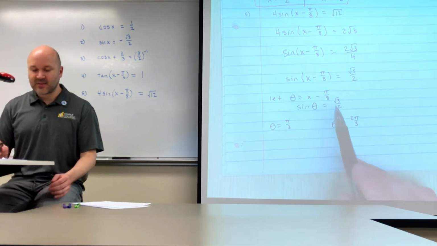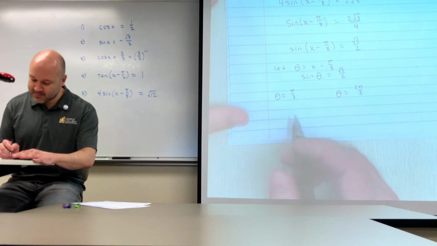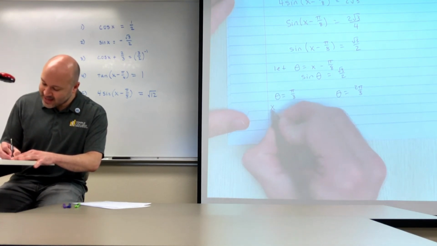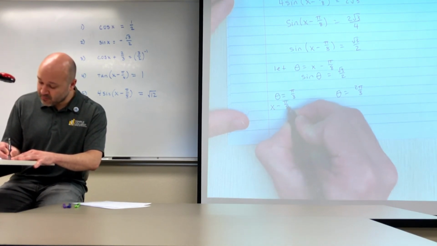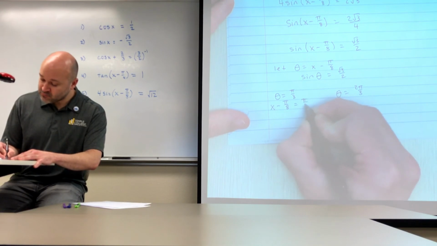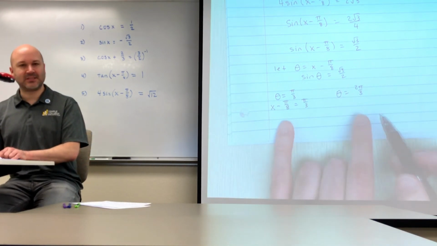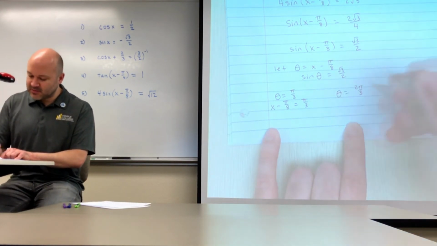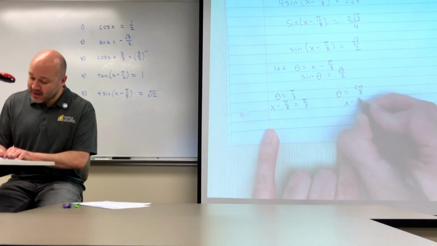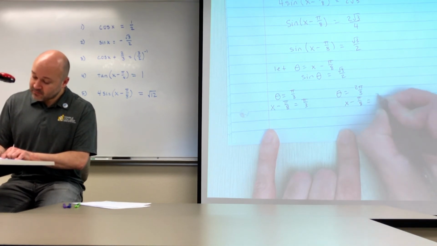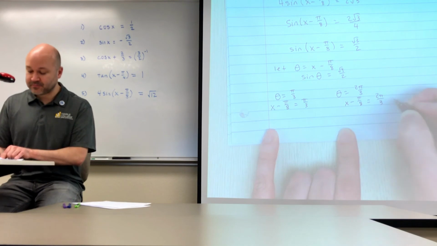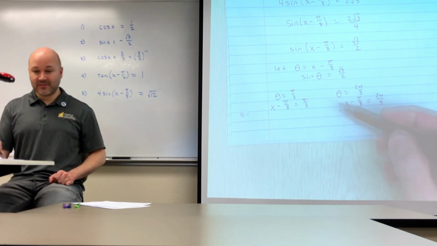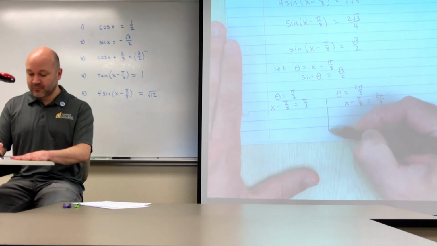Ooh, but theta is x minus pi eighths. So I'll go back and I'll take my theta and say, hey, that was x minus pi eighths. And I kind of like to do these at the same time. The theta is going to be the same thing, x minus pi eighths. It's equal to 2 pi thirds. And I'm going to just solve these equations basically at the same time.